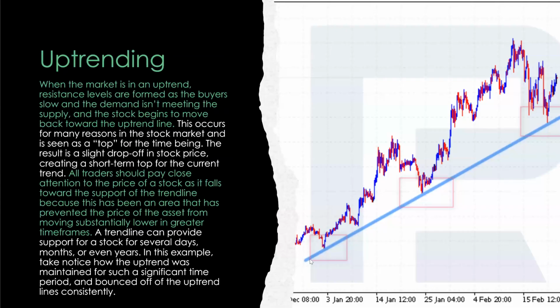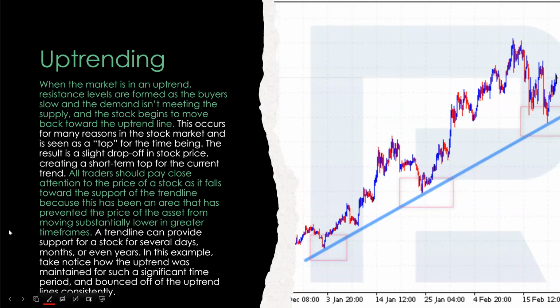So when we look at uptrends, when the market or your underlying is in an uptrend, you'll see resistance levels are formed as the buyers slow and the demand isn't meeting the supply. As the stock begins to move back towards the uptrend line, this occurs for many reasons in the stock market. You could see these as tops. You could call them ceilings or just say it's hitting resistance, whatever you want. But this is short term, when we're dealing with current uptrends.